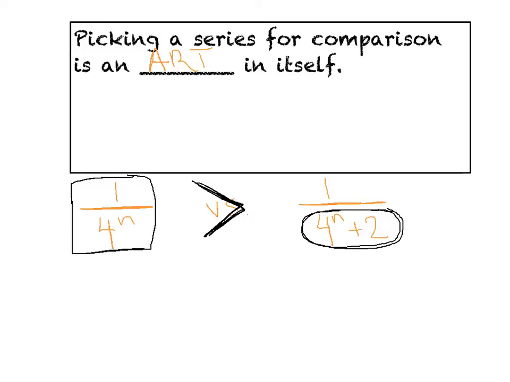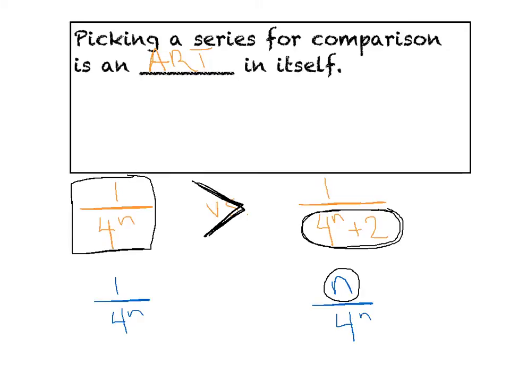Let me pick another one that's kind of convenient. This time we'll contrast the numerators. If I had 1 over 4 to the n, and then over here I had n over 4 to the n, in this situation, the numerator on the right side is bigger.